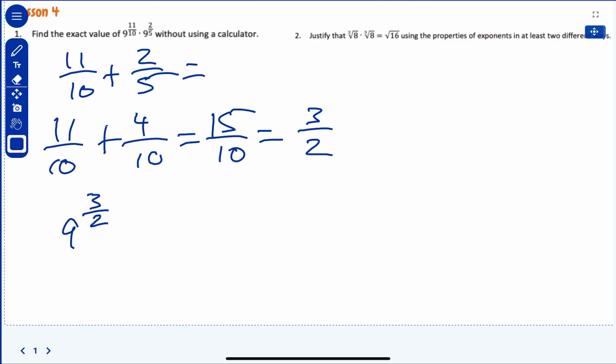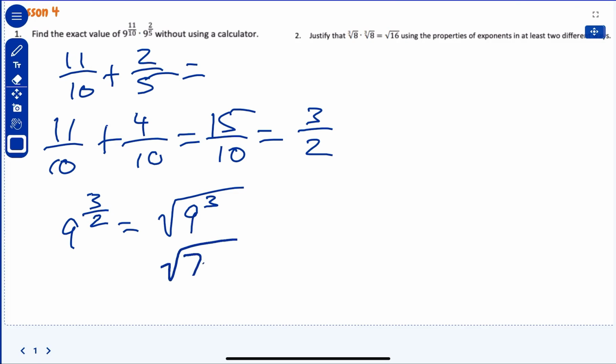Now, what are we going to do? Got to keep going. That will be the square root of 9 to the 3rd power. What is 9 to the 3rd power? 9 times 9 is 81. 81 times 9, 729. Good.